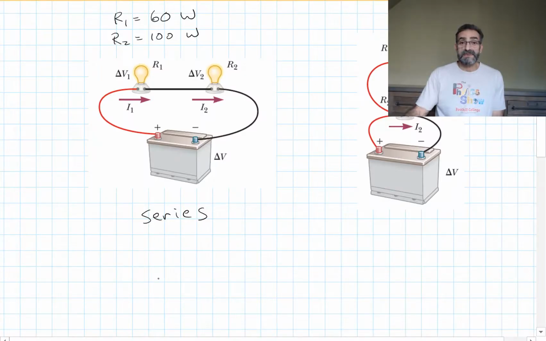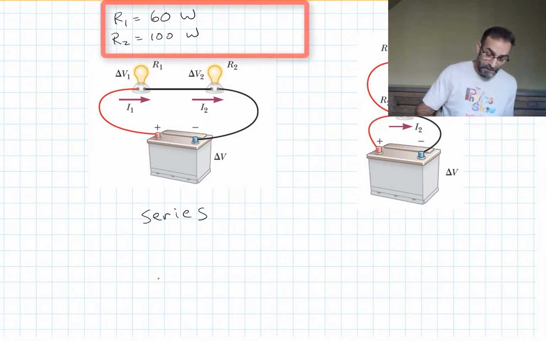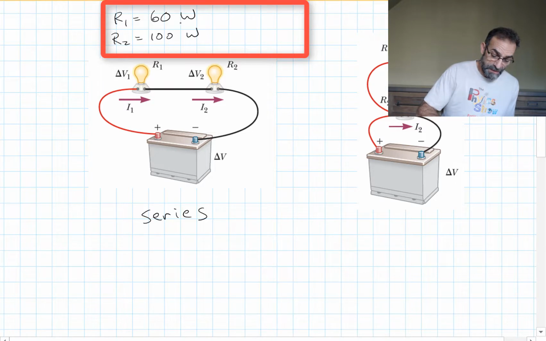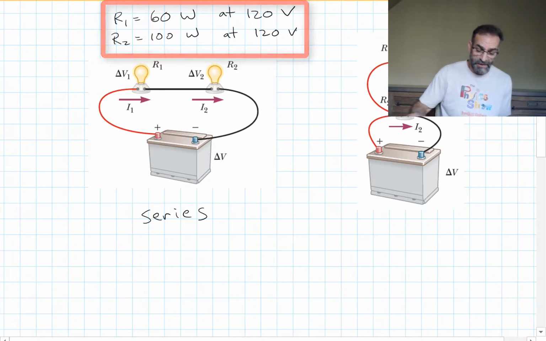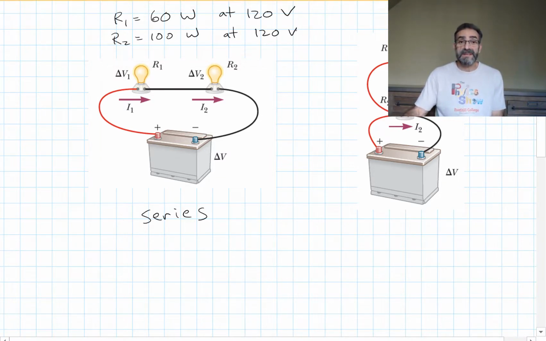First, we need to find the resistance of each of these light bulbs. If we know that light bulb 1 is rated at 60 watts at 120 volts, and light bulb 2 is rated 100 watts at 120 volts, then we can figure out the resistance of the light bulbs.